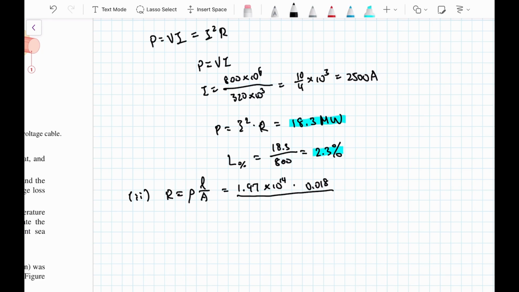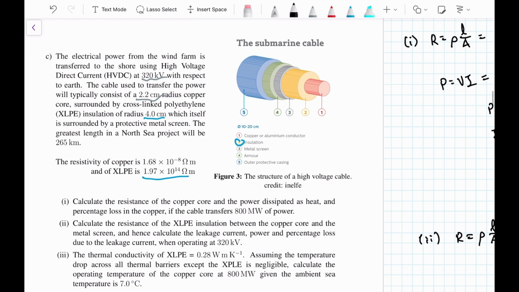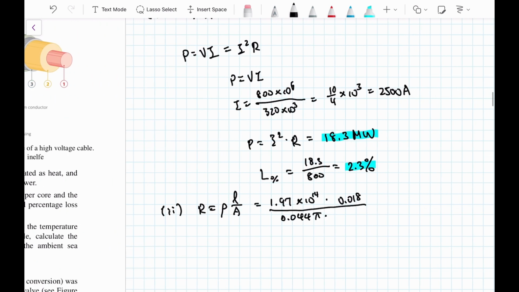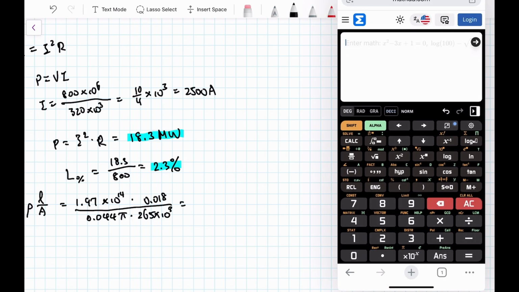So 4.4 pi, so 0.044 pi, and then you times it by the length of the cable, so that's 265 times 10 to the 3. So then it will be 1.97 times 10 to the 14, and then times 0.018 over 0.044 pi, and then times 265 times 10 to the 3.